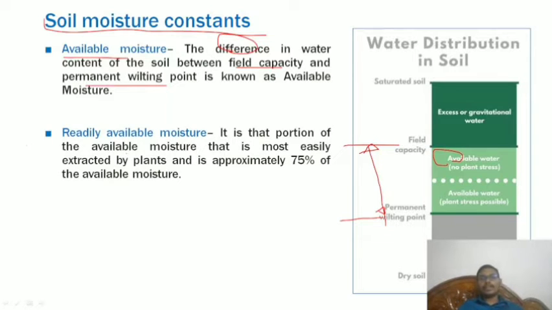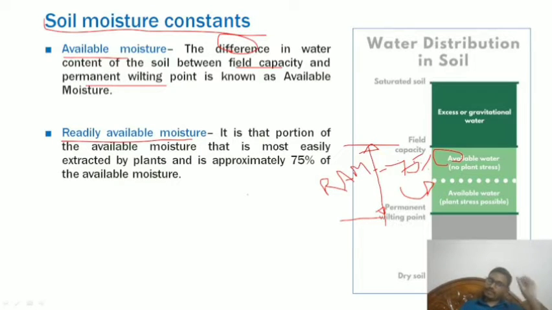That's it. So readily available moisture is another concept. It is the portion of the available moisture that is easily extracted by plants, approximately 75%. That means readily available moisture is nothing but 75% of available moisture. So now you can understand, there won't be any confusion, right? Available moisture means the difference between field capacity and permanent wilting point. Readily available moisture means 75% of available moisture. It's as simple as that.